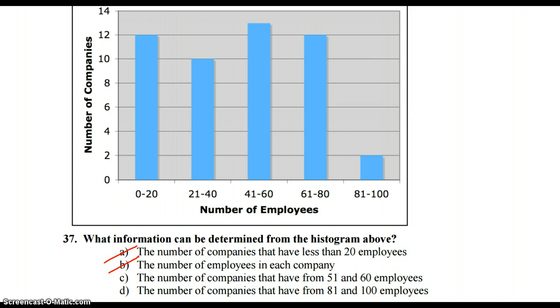Now let's just look at these. The number of companies that have from 51 and 60 employees. Well, 51 to 60 would fit in here, but I don't know which ones are between 51 and 60, so it's not that one. So let's hope that D makes sense here. The number of companies that have from 81 and 100 employees. Yes, we can figure that out. There is a section there, and that is 2 companies that have from 81 and 100 employees. So D is the correct answer for 37. Alrighty.